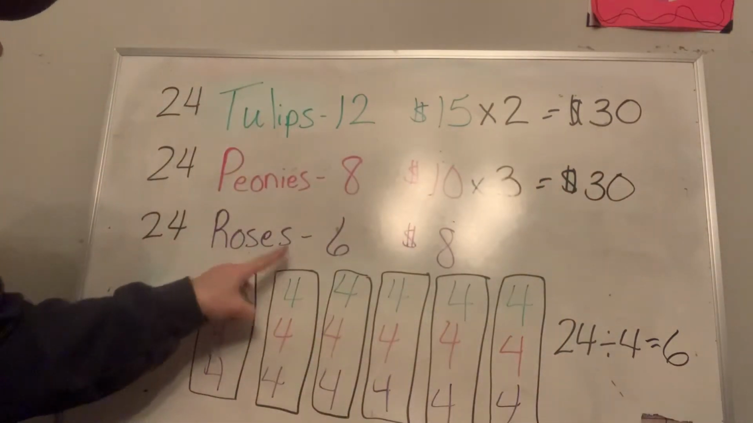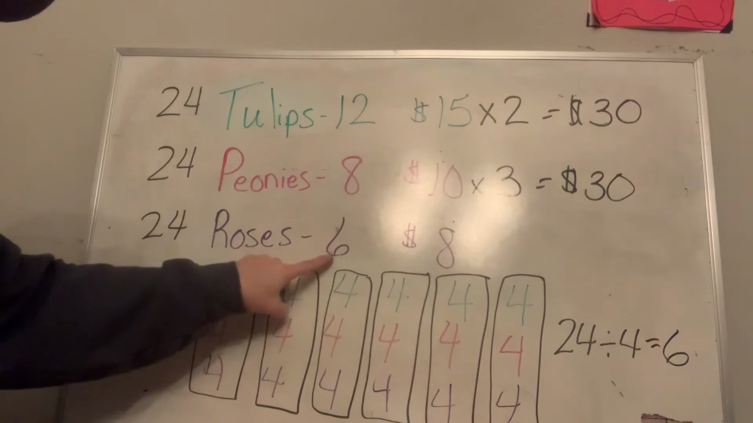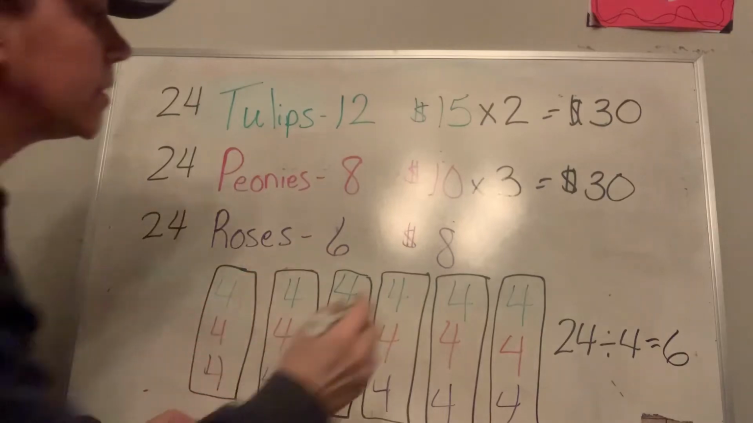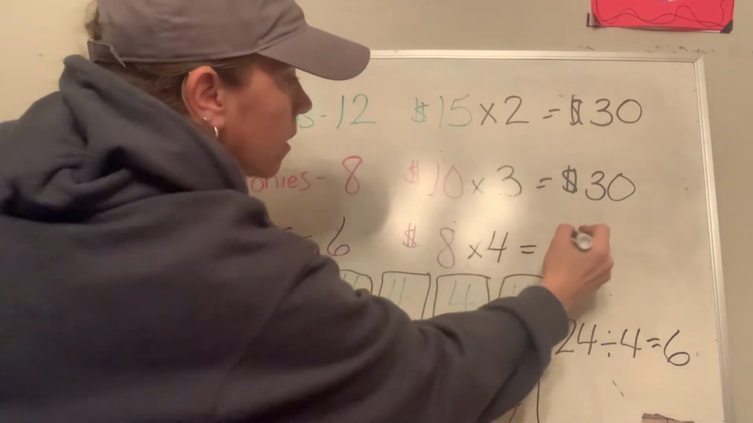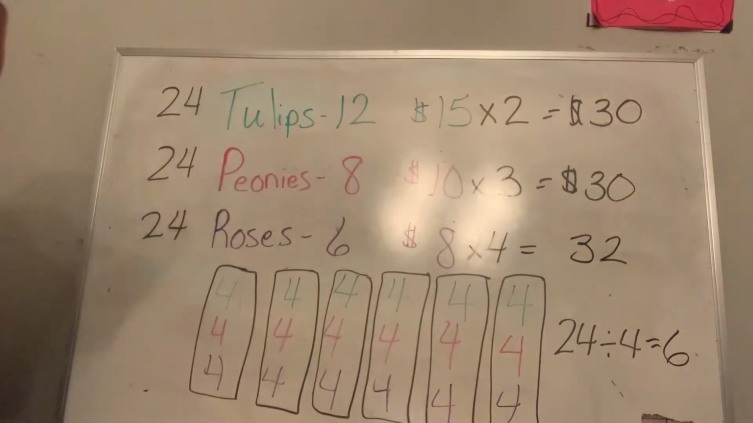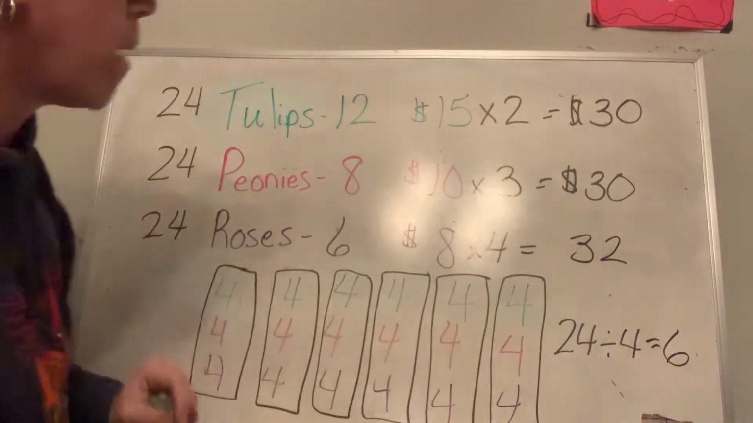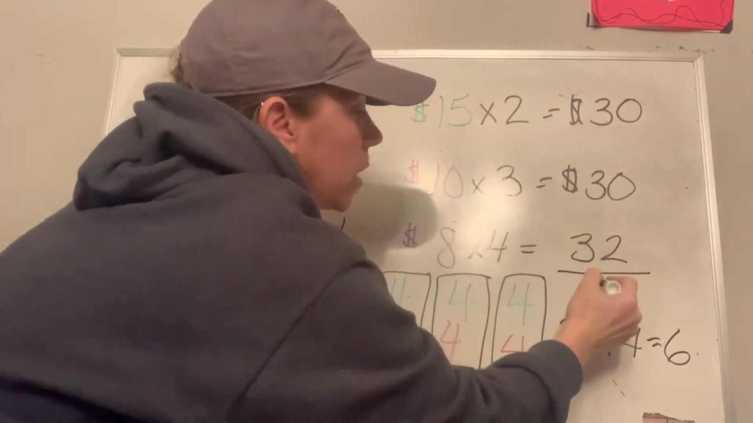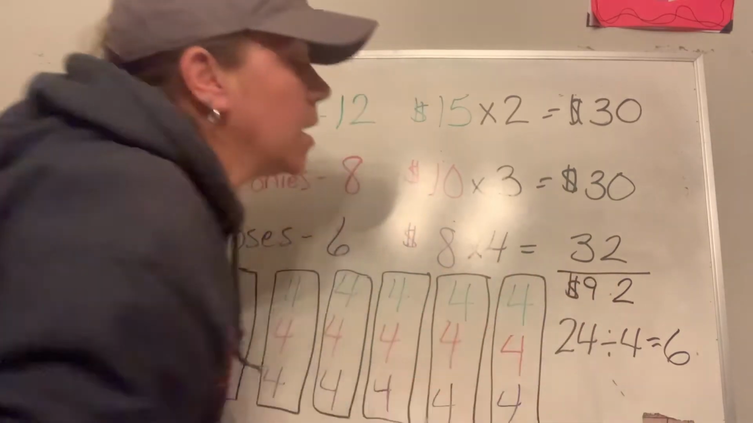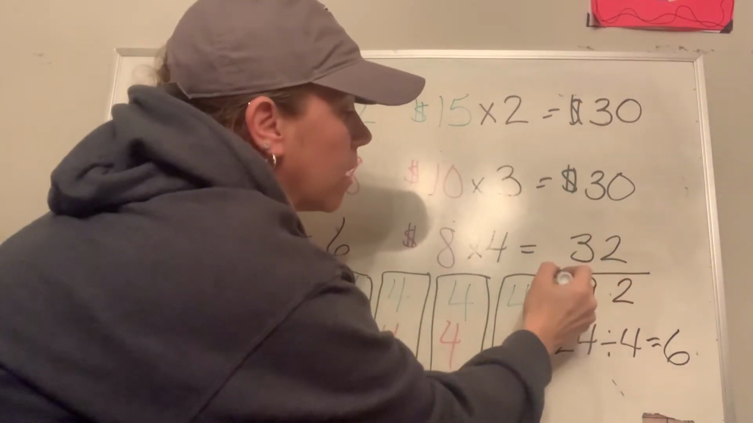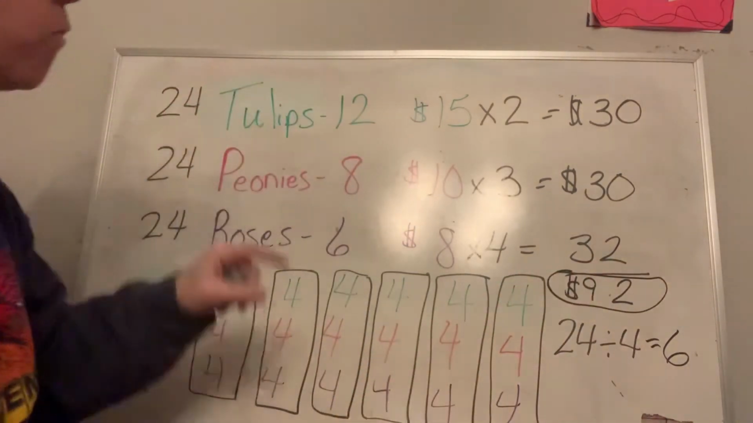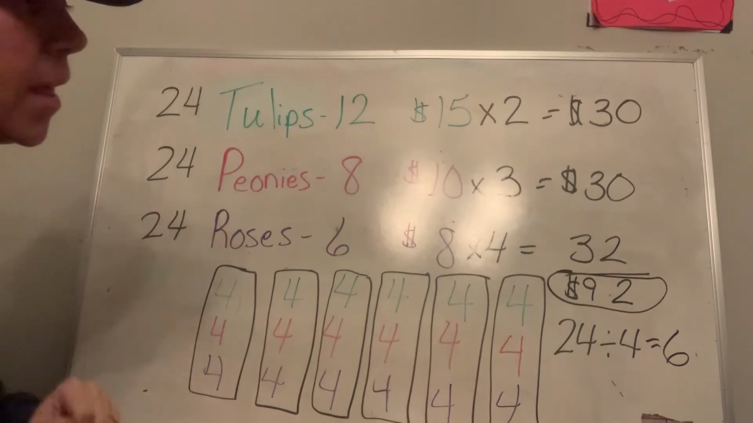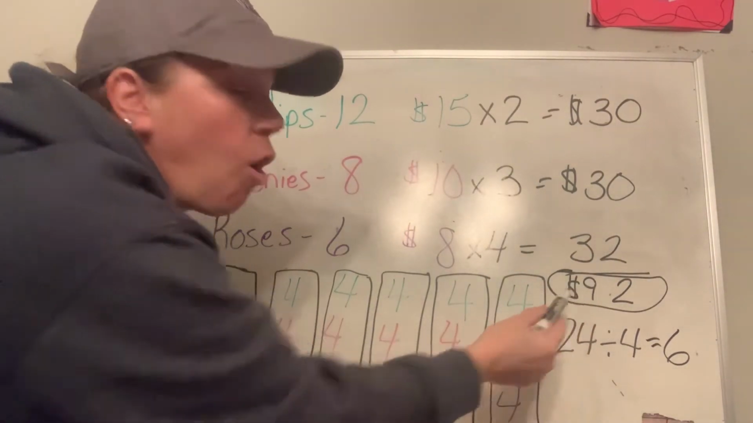How many packs of roses do I need to get 24? I can either count by 6s, 6, 12, 18, 24, or I can do 24 divided by 6. I need 4 packs. That's $32. So the price of all of my flowers that I need would be $30, $30, and $32, which is $92. I need $92 to pay for all of the flowers, 24 of each kind of flower. So that shows me how much they all cost.